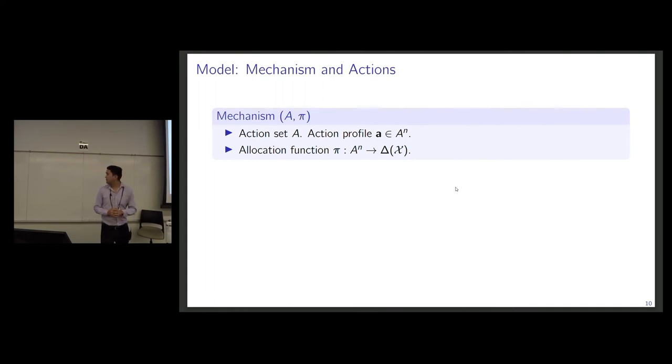And let me introduce the last definitions. A mechanism is, as usual, defined by two elements. First, we have an action set that defines the feasible actions for every agent, and also an allocation function that maps action profiles to random allocations.